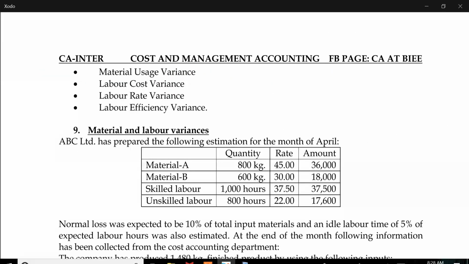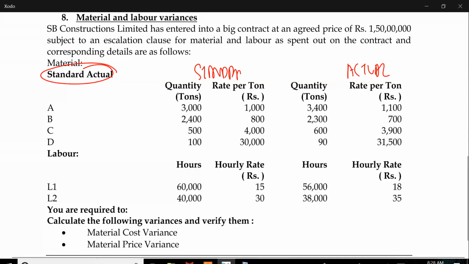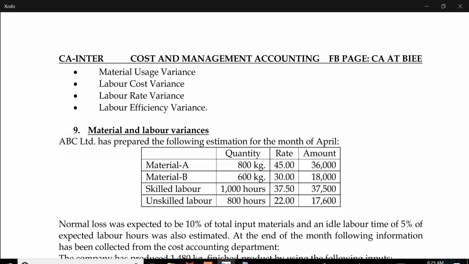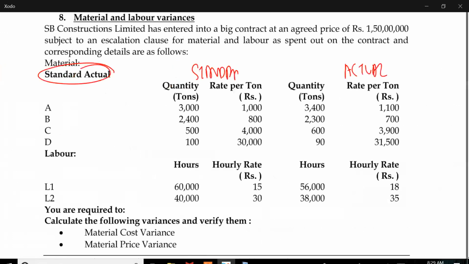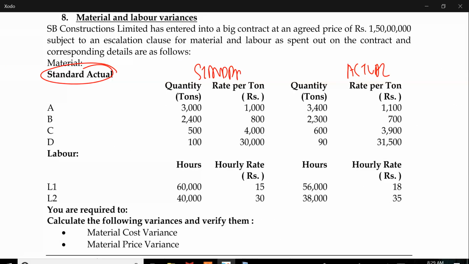Okay, now coming to this question, they've asked for material cost, price, usage, labor cost, rate and efficiency. They have asked for a few variances, but we'll end up doing all the variances. SB Construction Limited has engaged in a big contract at an agreed price, with an escalation clause. They have given standard and actual. There is no concept of an actual output per se given in the question. So standard price is available, standard quantity is available, actual price is available, actual quantity is available. All the four numbers are directly available. You have SP, SQ, AP, AQ directly.